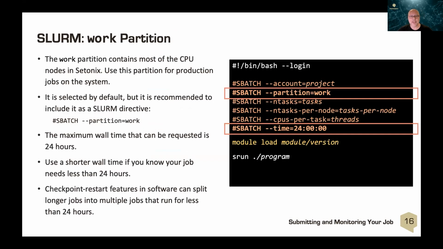The work partition is the bread and butter partition, where most of your compute jobs will be run. It is the default partition, but we do recommend that your scripts specify your partition explicitly. Each node in the partition has 128 cores and 230 gigabytes of available memory, and jobs in this partition are limited to a runtime of 24 hours. If you know your job won't require 24 hours, please do request less. It will allow your jobs to be scheduled more easily.